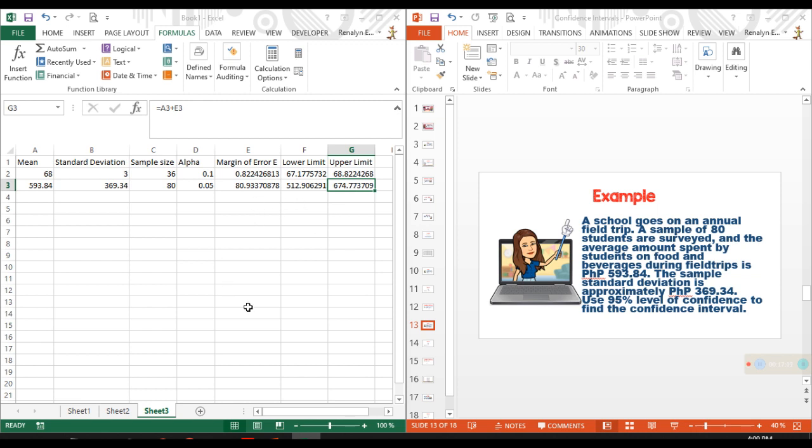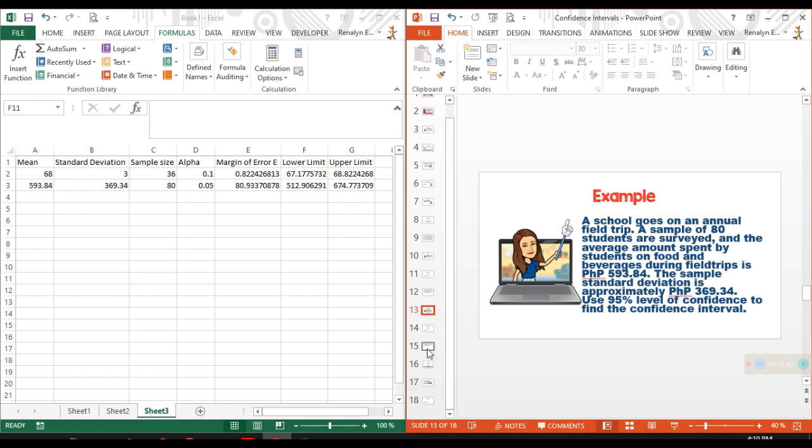So, the true mean, interpret natin siya, the true population mean lies between 512.91 and 674.77. That is the mean amount spent by students on food and beverages during field trips. It's between these two values. Okay? I hope that was clear.